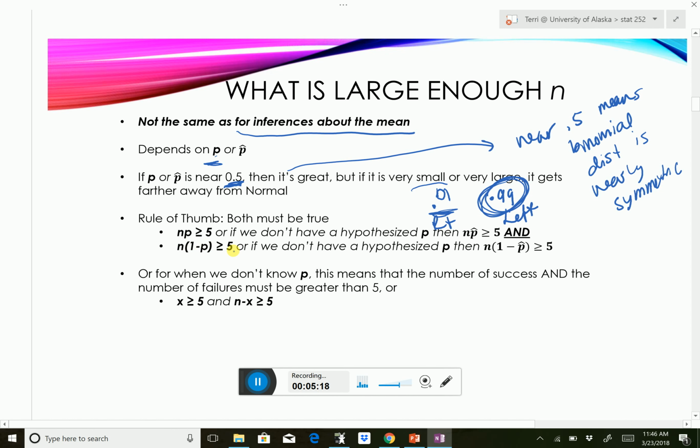So here's a rule of thumb. Both of these have to be true. n times p, that's the hypothesized p, has to be greater than or equal to 5, or if we don't have a hypothesized p, then n times p hat is greater than or equal to 5. And n times 1 minus p has to be greater than or equal to 5, or again, if we don't have a hypothesized p, then n times 1 minus p hat is greater than or equal to 5. So basically, you can also say the x, the number of successes, has to be at least 5, and the number of failures has to be at least 5.